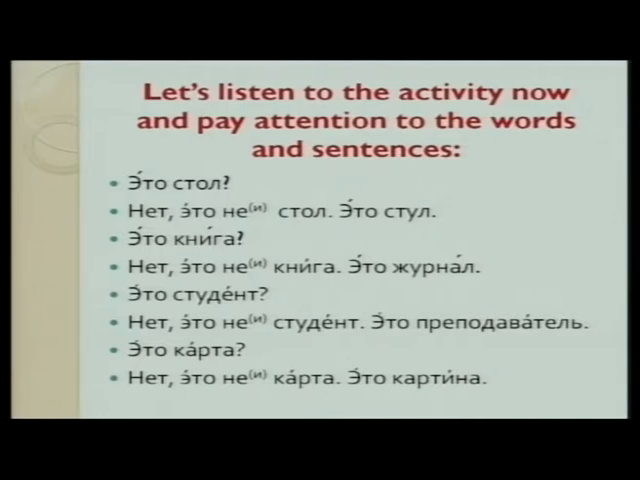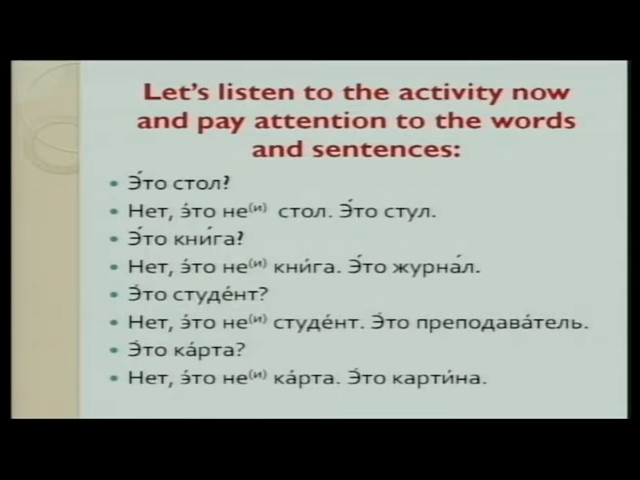Please pay attention. Это стол? Нет, это не стол. Это стул. Here, if you pay attention, in these words we are using the negation. First we are asking in an interrogative, then we are answering in negation. Это стол. Is this a table? Нет, это не стол. Это стул. No, this is not a table, this is a chair.